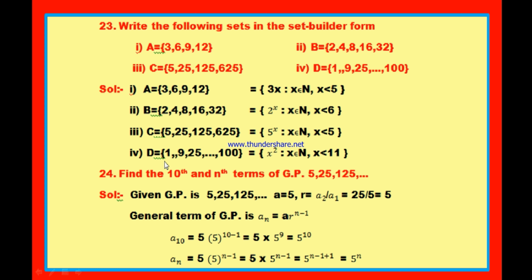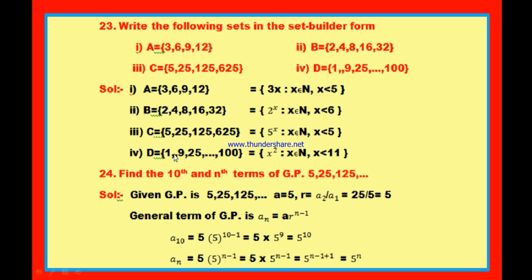Next, D is equal to set 1, 4 is missing, 1, 4, 9, 25 and so on 100. This is equal to x square. These are nothing but the squares of natural numbers, 1 square, 2 square, 3 square, 4 square and so on up to 10 square. Therefore, it is x square such that x belongs to n and x is less than 11.